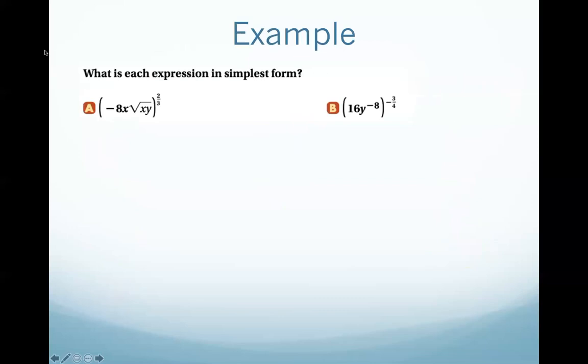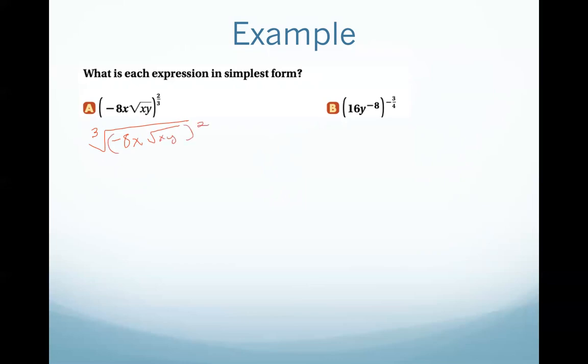Okay, we have one more set of examples here. In this example, we want to write this in simplest form, but now we have coefficients as well. So I'm going to go ahead and write my rational exponent as a radical. We have the cube root of negative 8x times the square root of xy, all of that squared.